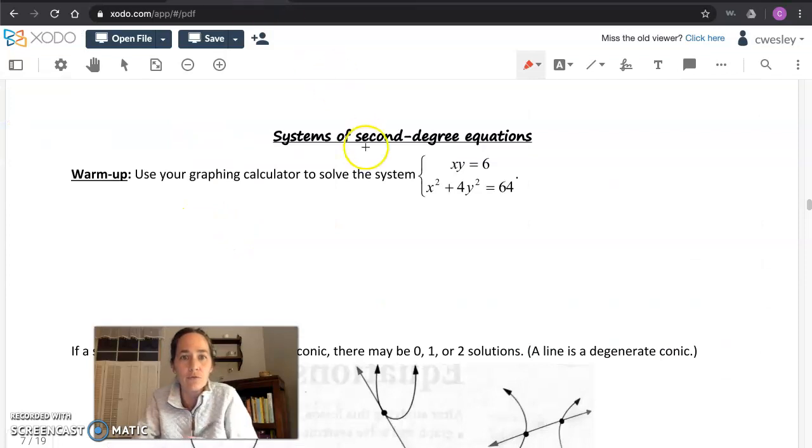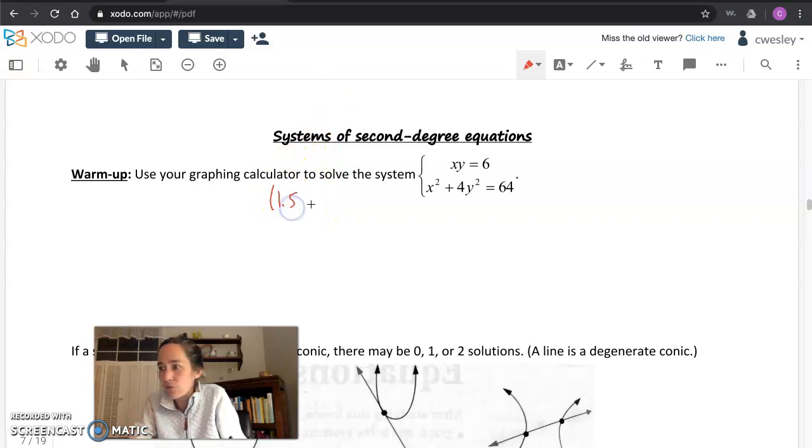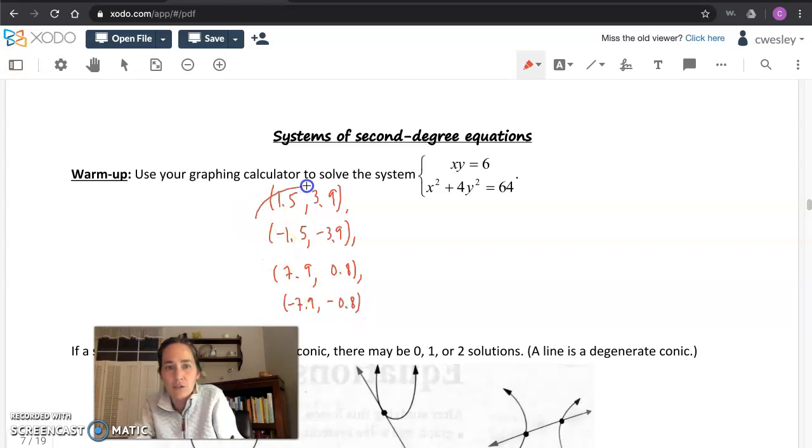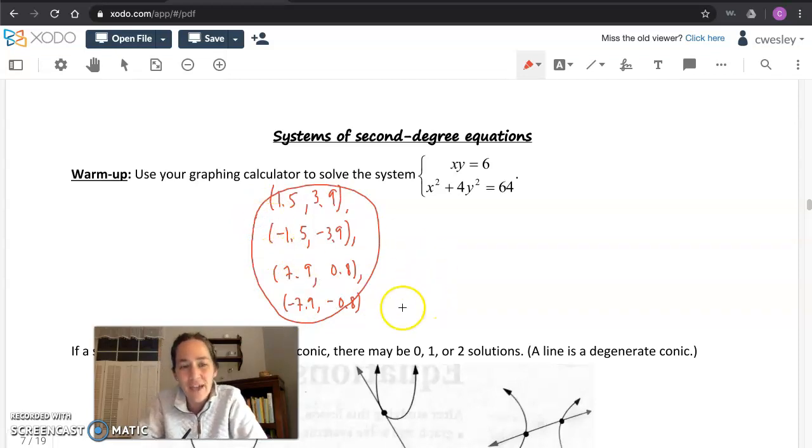We can go back to the packet and just list the solutions. We've got 1.5, 3.9. We've got the negatives also work. So negative 1.5, negative 3.9 was one of them Desmos gave us. The other two, 7.9 and 0.76. So I'll just round to the nearest tenth: 0.8, and negative 7.9 and negative 0.8. So those are nearest tenth approximations for the 4 times that those two conics hit. Okay, use that as a warm-up.